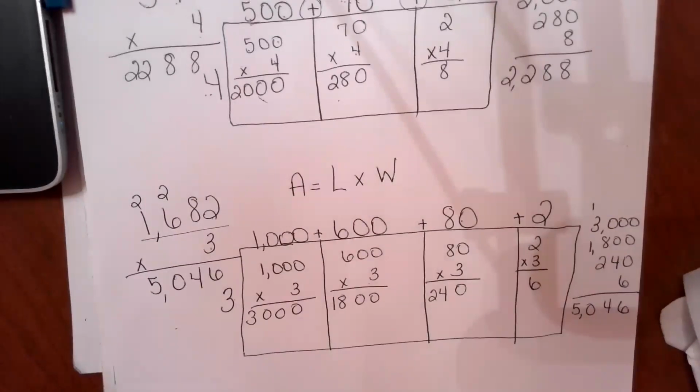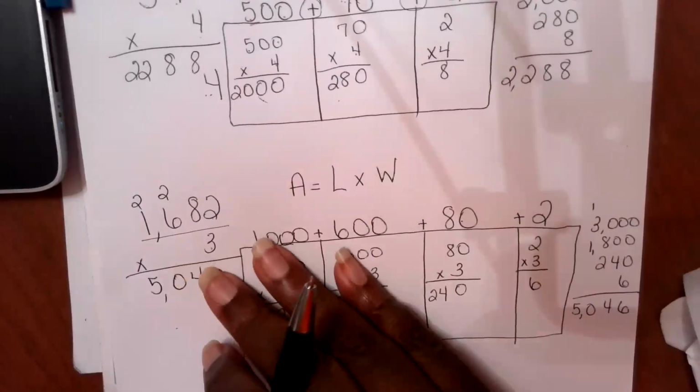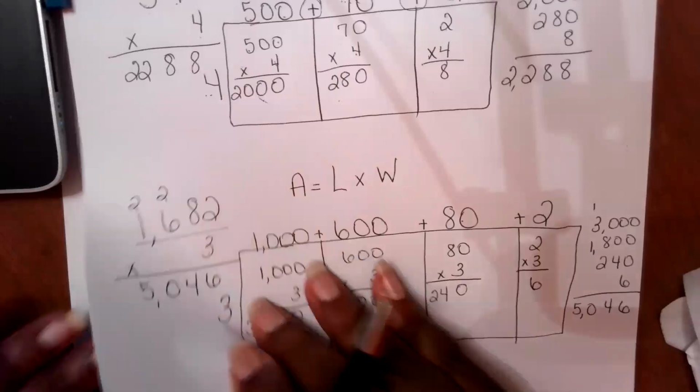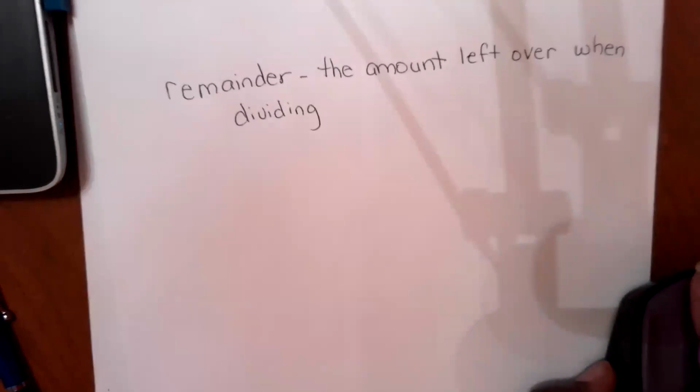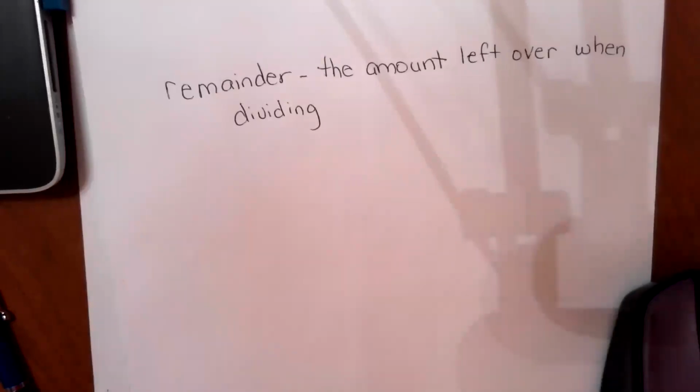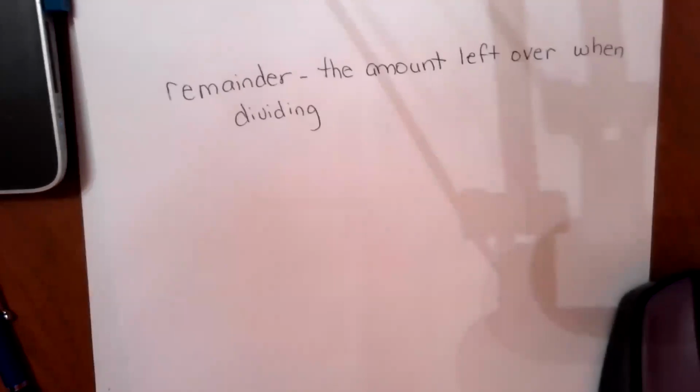So, of course, you're waiting on the vocabulary word for this lesson because it's been a minute since we've had a drawing. So, we'll definitely have a drawing this time. And our vocabulary word is remainder. The remainder is the amount left over when we divide. Because sometimes when you divide, it doesn't come out even.